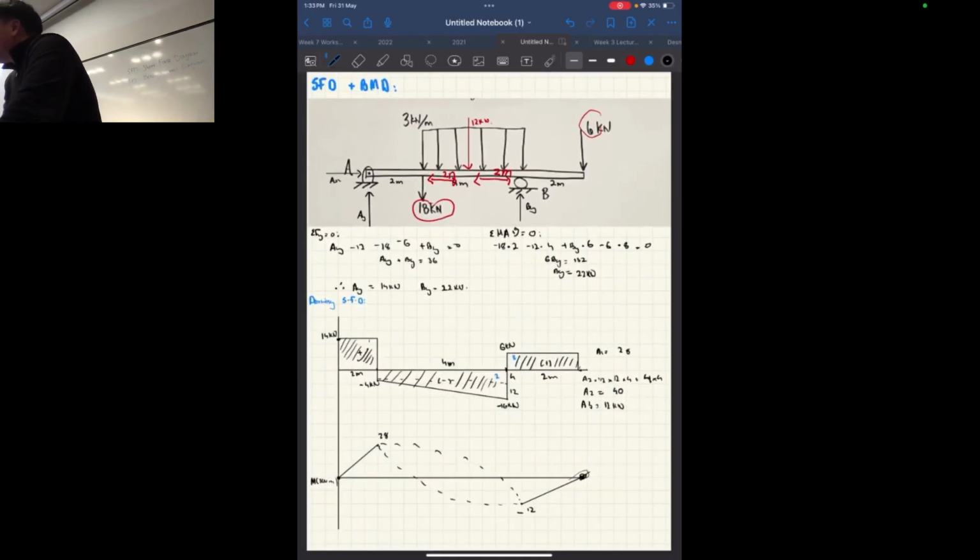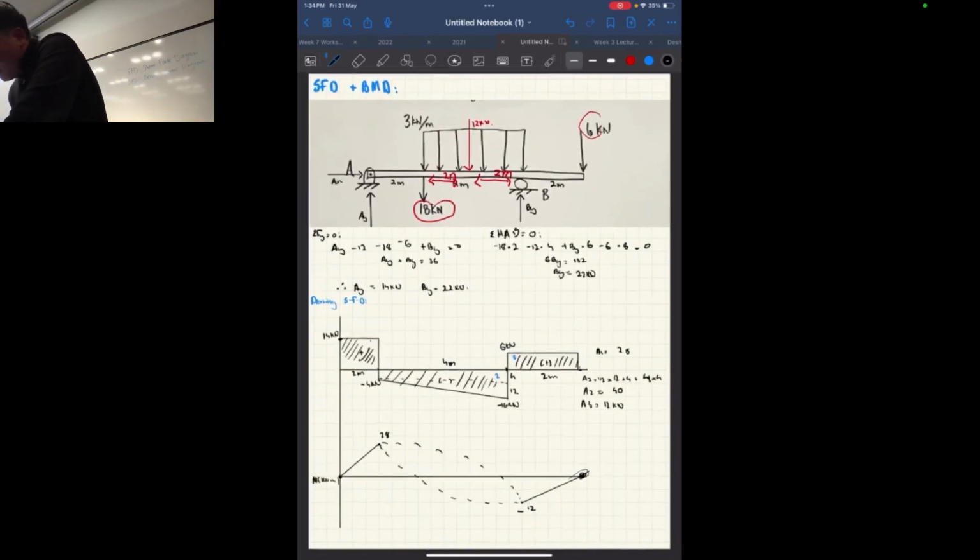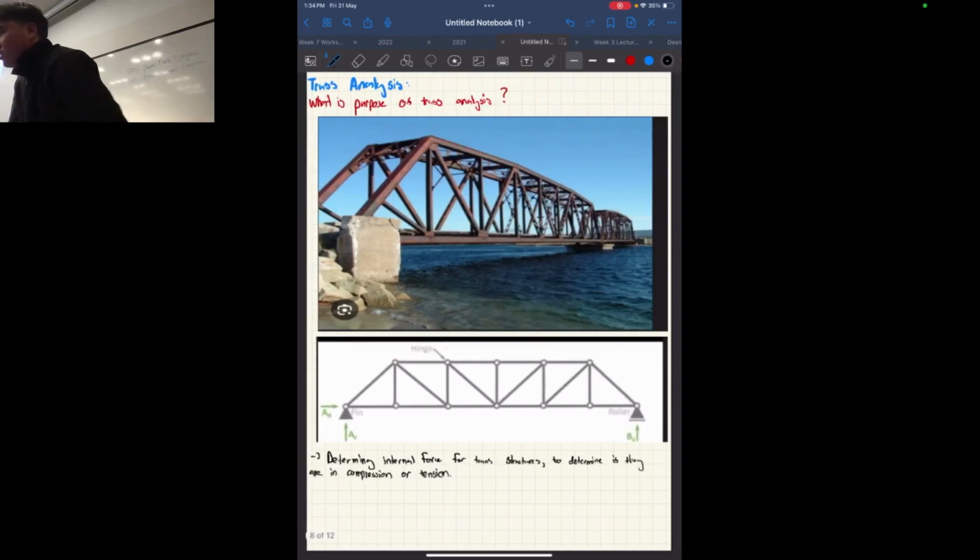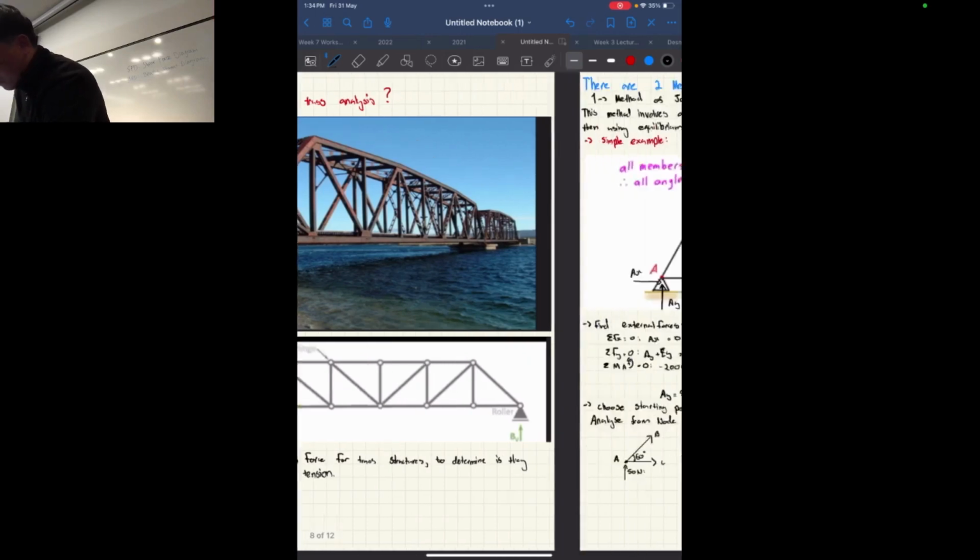Any questions so far for the shear force and bending moment? No, okay. Let's move on to truss analysis. What's the purpose of truss analysis? So this is a truss bridge here. We can find the internal force of every single member of the truss using truss analysis, basically.